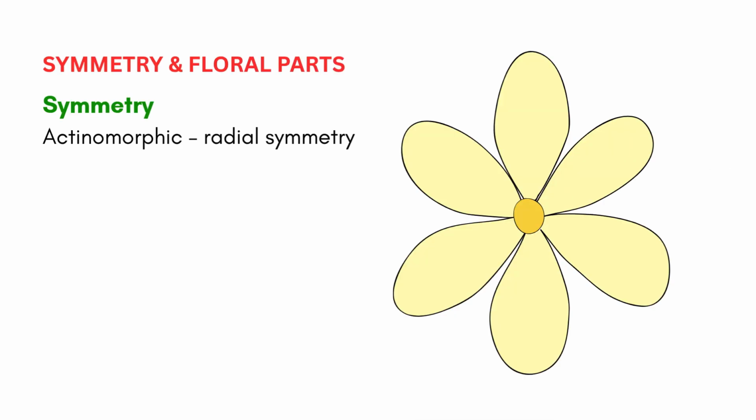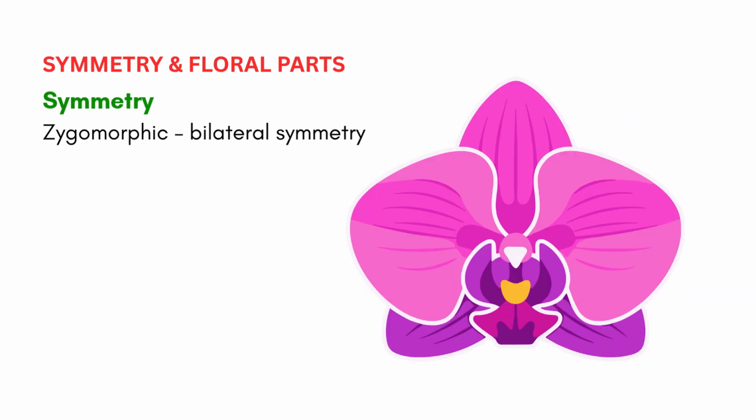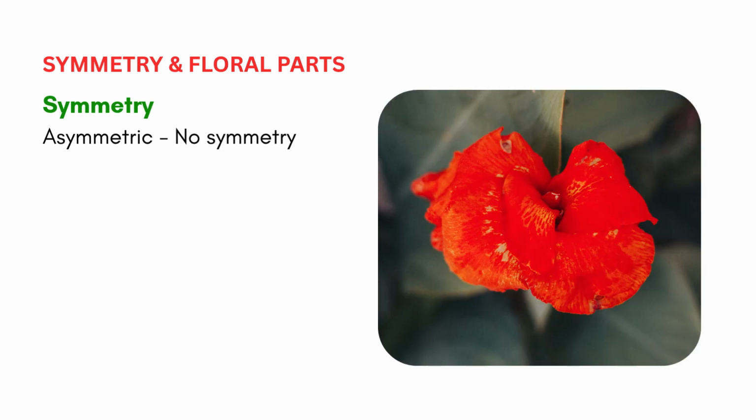Flowers can be actinomorphic when a flower can be divided into two equal radial halves in any radial plane passing through the center, or zygomorphic when it can be divided into two similar halves only in one particular vertical plane, or asymmetric if it cannot be divided into two similar halves by any vertical plane passing through the center.